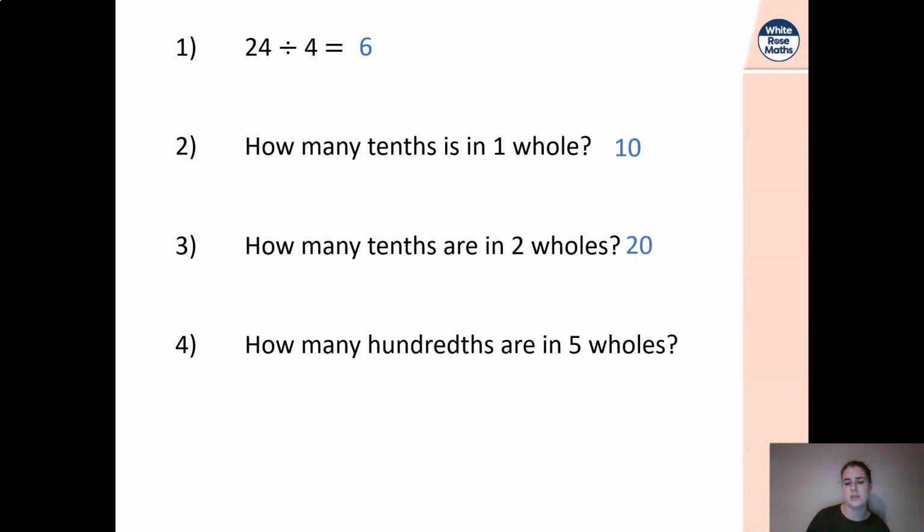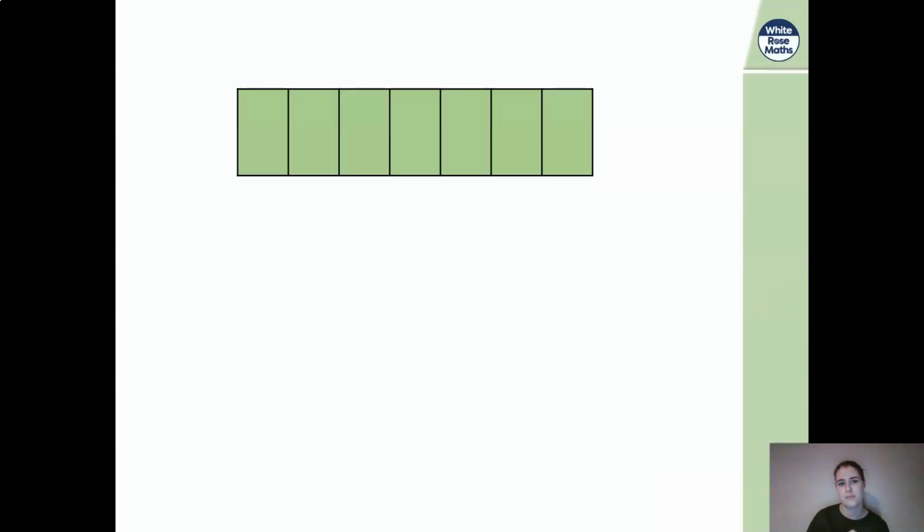And how many hundredths are in 5 wholes? Well, I know that 1 whole has got to be 100 hundredths. 2 wholes must be 2 lots of 100. So 5 wholes, therefore, must be 500 hundredths to make a whole. So well done if you got those correct. So we're going to be looking at improper fractions today. Okay, so here we're going to start off with this question.